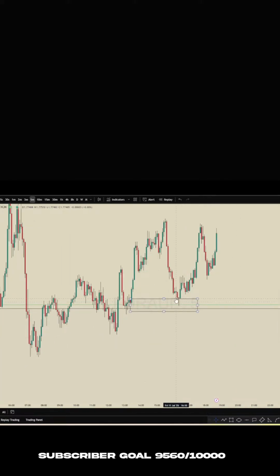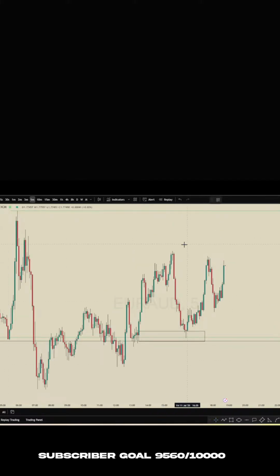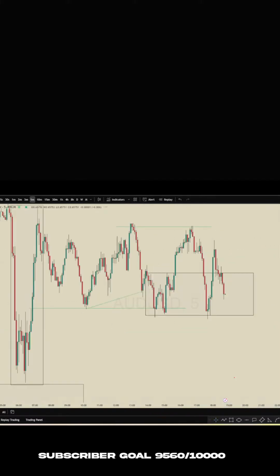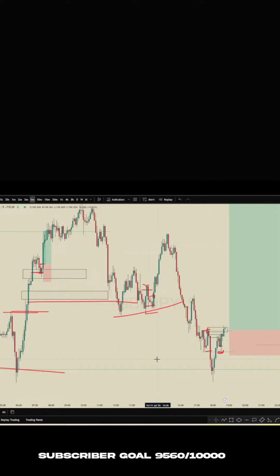On Euro AUD, price also played from an order block. It swept out the previous liquidity and the next high is our target. But I was more interested in GJ.